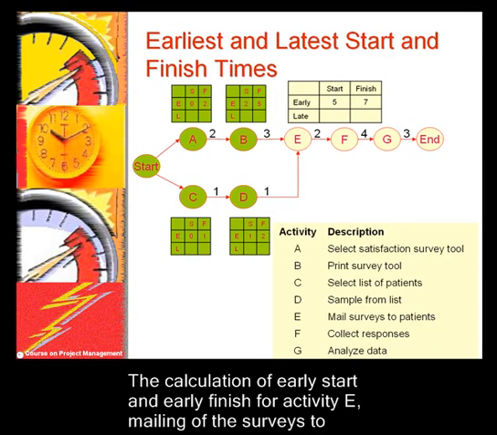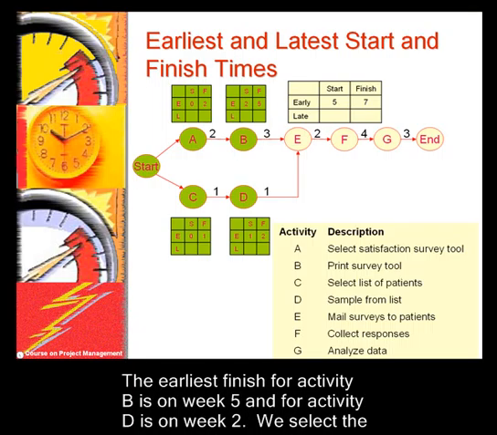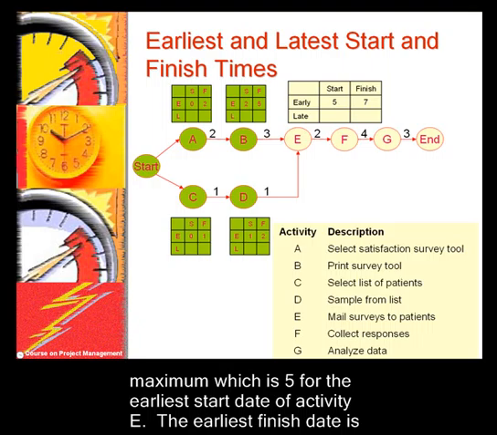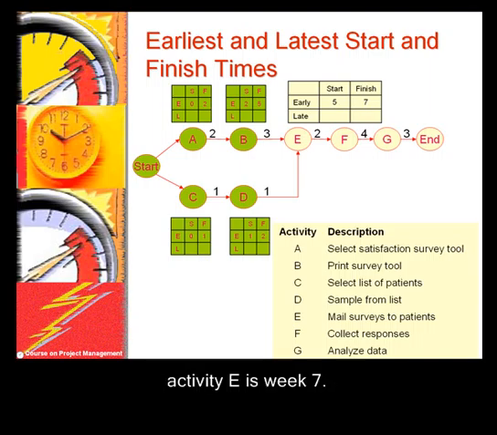The calculation of early start and early finish for activity E, mailing of the surveys to the patients, is more complicated as there are 2 precedents for this activity. The earliest finish for activity B is on week 5 and for activity D is on week 2. We select the maximum, which is 5, for the earliest start date of activity E. The earliest finish date is then calculated as 5 plus the duration of the activity. The earliest finish date for activity E is week 7.